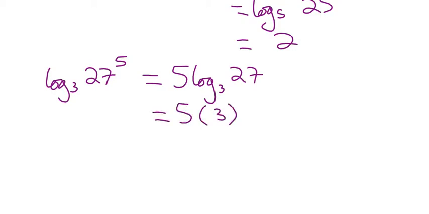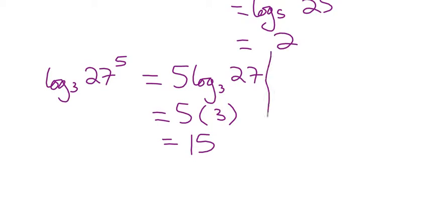So you say 3 to the power of what gives me 27? 3 to the 1 is 3, 3 squared is 9, 3 cubed is 27. So log base 3 of 27 is 3, and 5 times 3 is 15.